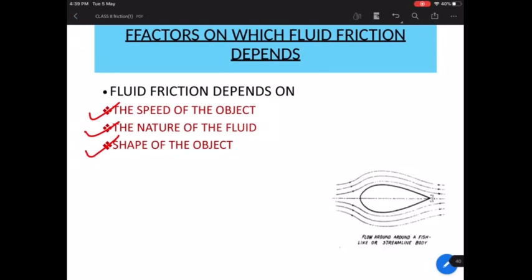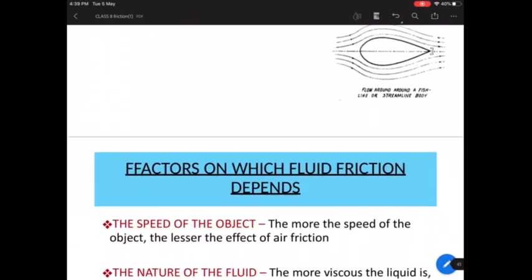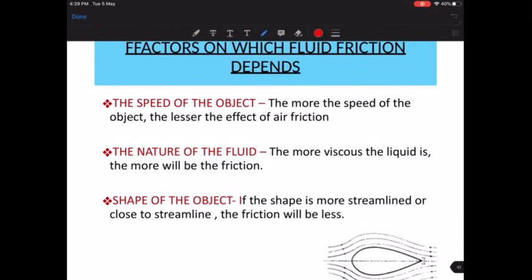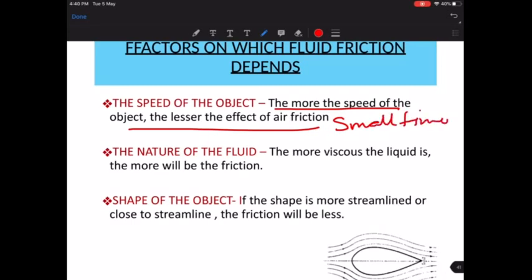Now let's talk about the other factors like speed of the object and nature. Write down these three points somewhere. Make a good note of these points. So fluid friction depends on the speed of the object, the nature of the fluid, and the shape of the object. Now let's see how the speed of the object is going to determine the fluid friction. What will happen with speed? Suppose the aircraft or the bird is flying at a very high speed. Then the air friction will be lesser, because it is only for a very small time that you are experiencing that air friction.